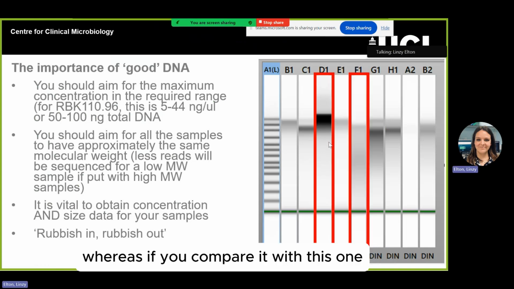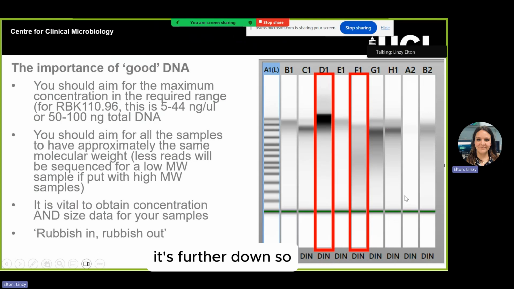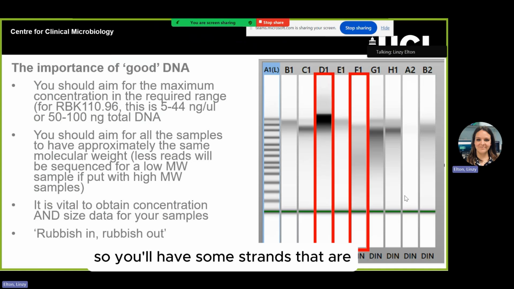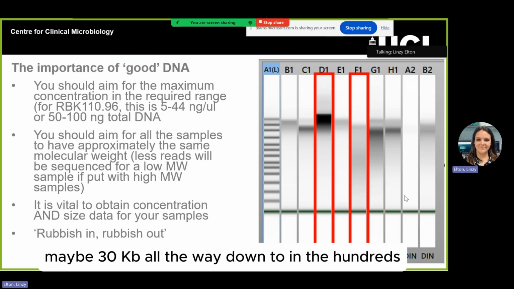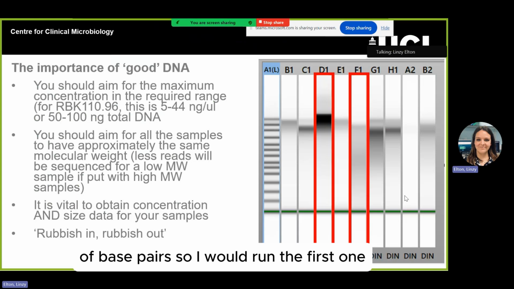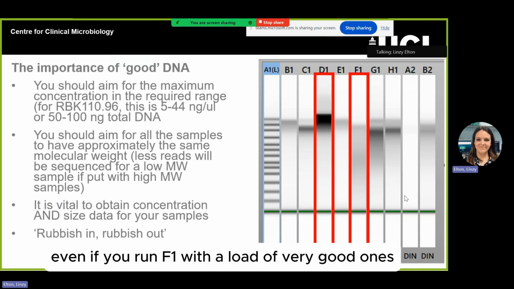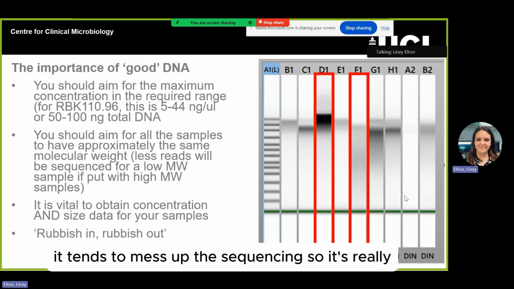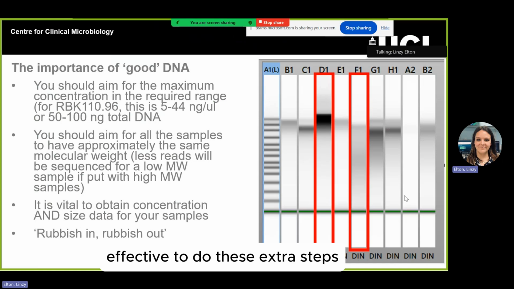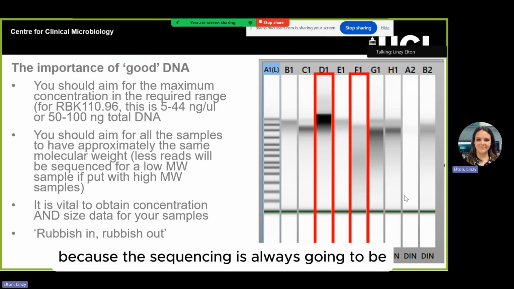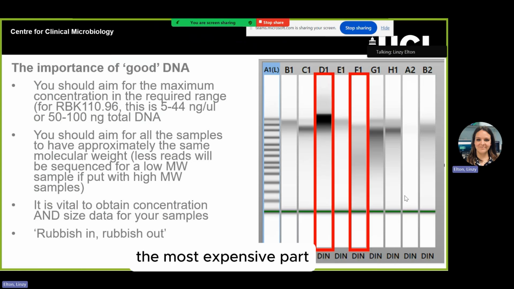Whereas if you compare it with this one, you can see it's much more of a smear. It's further down, so the sizes are much lower, but it's also just a load of smear. So you'll have some strands that are maybe 30 kb, all the way down to in the hundreds of base pairs. So I would run the first one, the one in D1, but I definitely would not run F1, because even if you run F1 with a load of very good ones, it tends to mess up the sequencing. So it's really, really important, and it's much more cost effective to do these extra steps before you sequence, because the sequencing is always going to be the most expensive part.